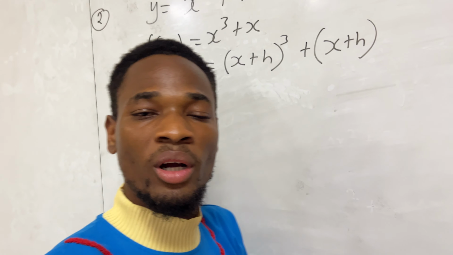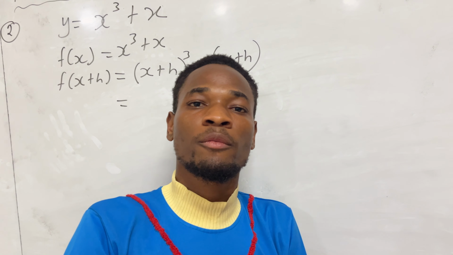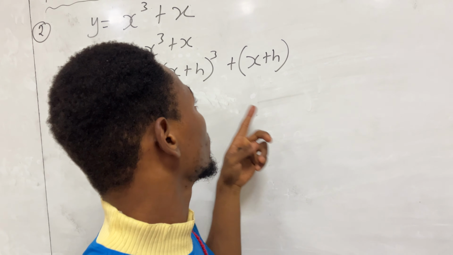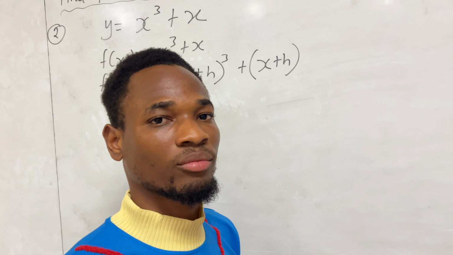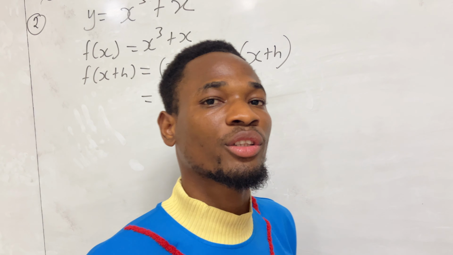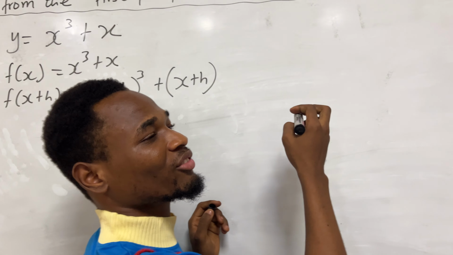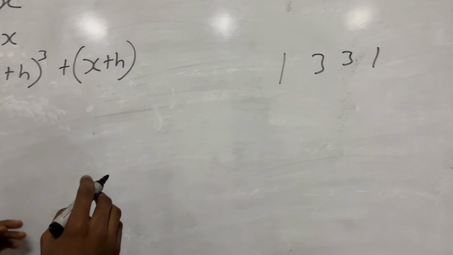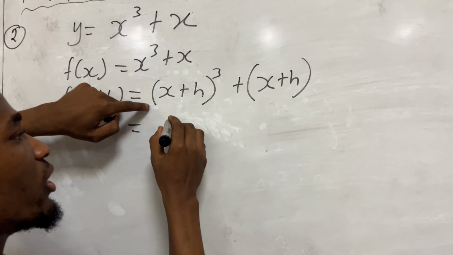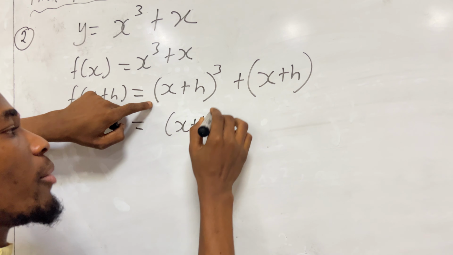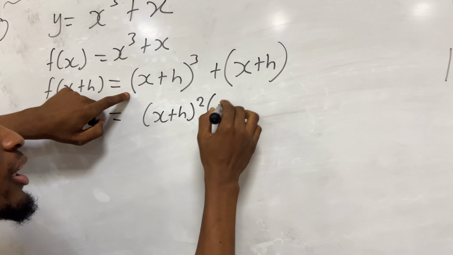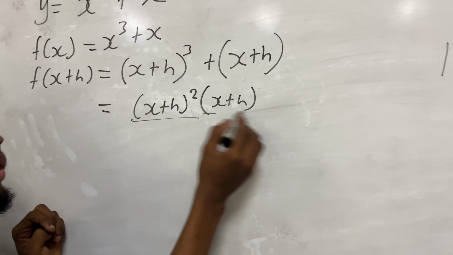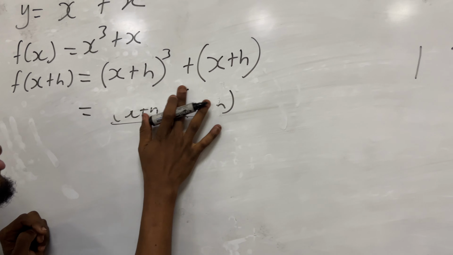So you can use what we call the Pascal's triangle to evaluate this so that you can move at a faster rate. Using the Pascal's triangle, my coefficients are 1, 3, 3, 1. Or if you don't want any trouble, you can expand it this way: x plus h to the power 2, then times x plus h. You simplify this, and when you are done, you multiply it by this. You still arrive at the same answer.